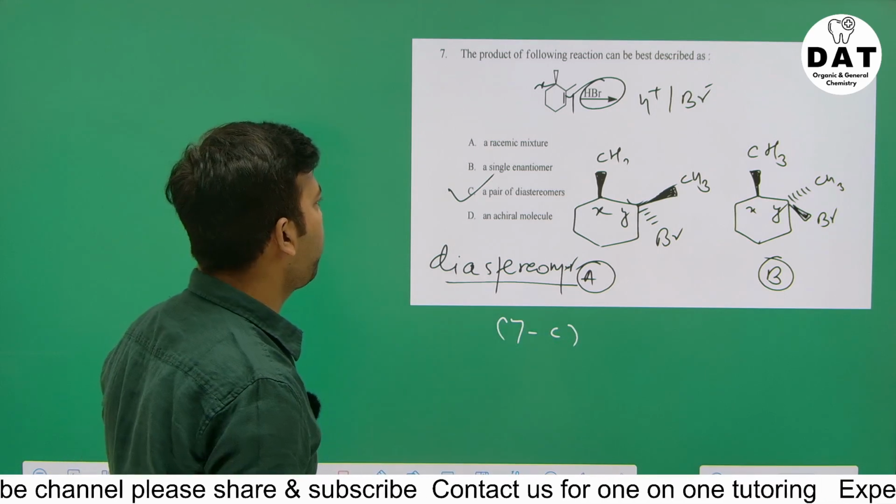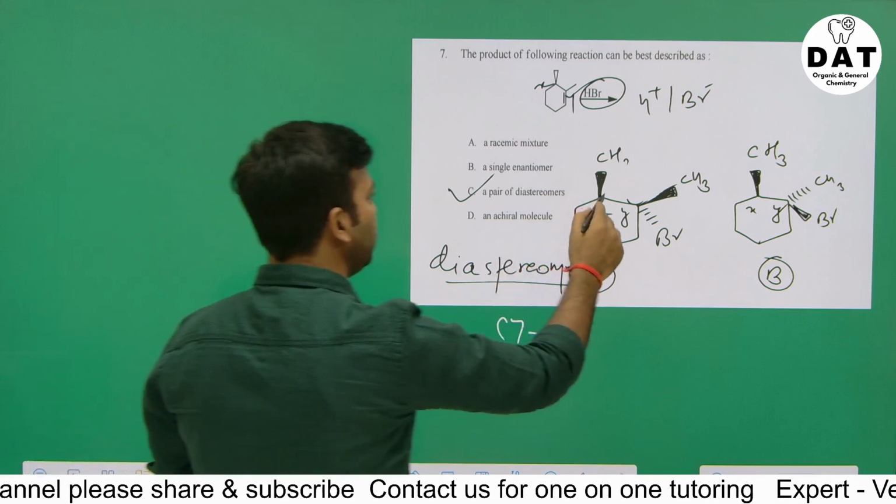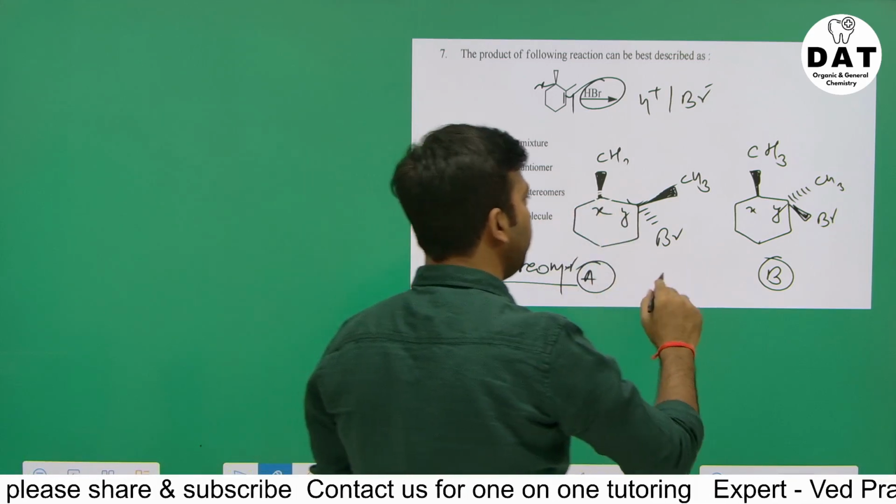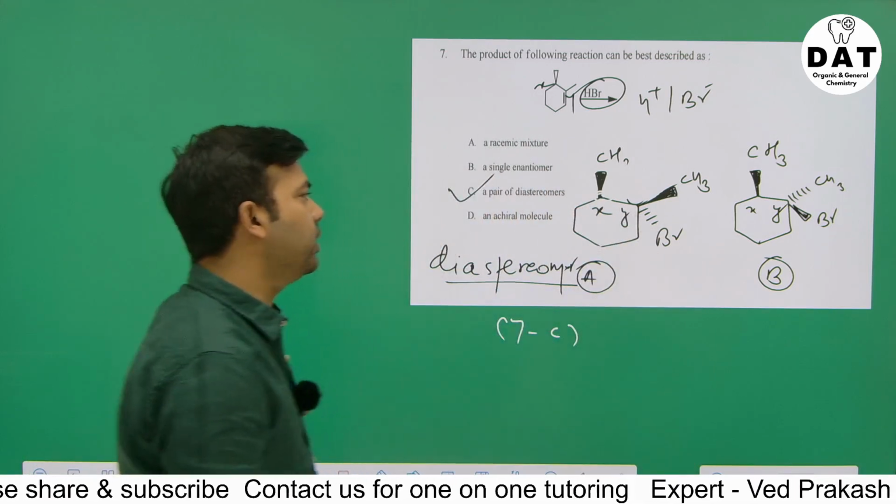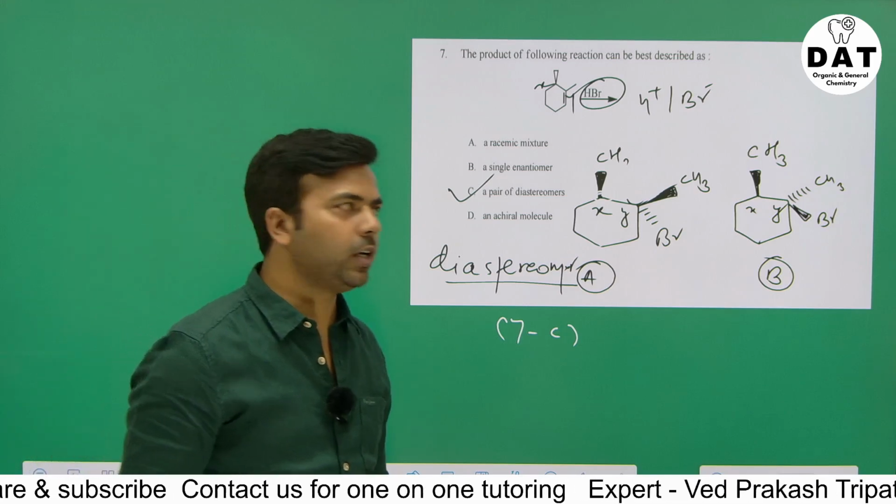Make sense? One chiral center has no change, its stereochemistry is same, and there is a change with the one chiral center. So this kind of relationship is a diastereomer.